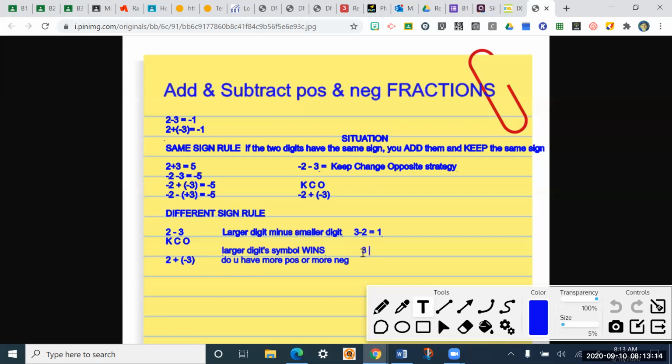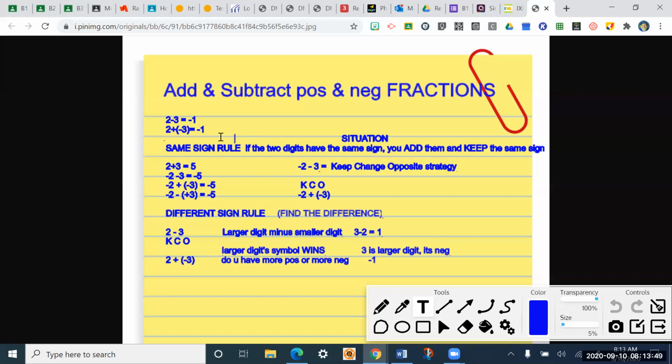The 3 is the larger digit. Excuse me, it's negative. Okay, so then when I come down here to do the answer, that means my answer has to be -1. But it was 1 right here. That was just to find the difference. Up here, I could also put "find the difference." Okay, that's what we're doing on the different sign rule.